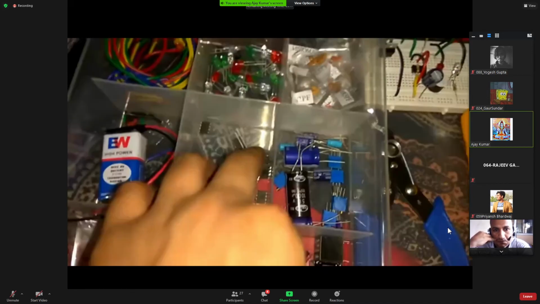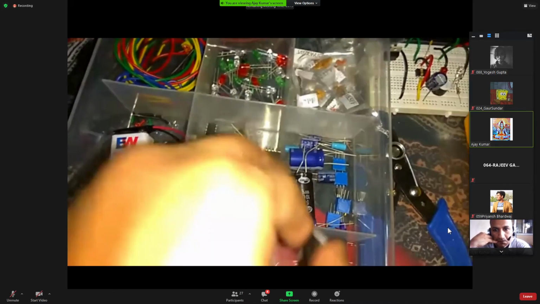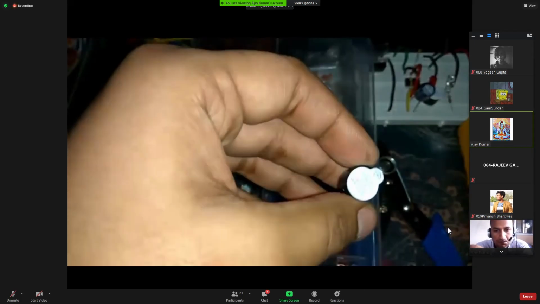This one is a buzzer. As we see there, a positive sign means it is positive. It is used to create sound in a number of circuits.